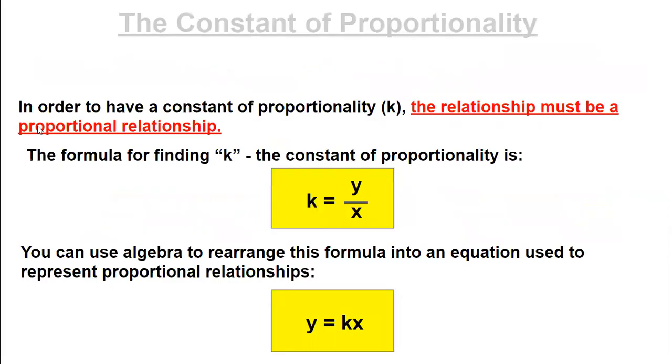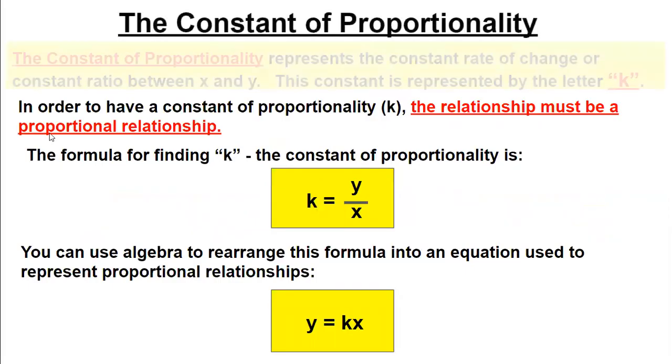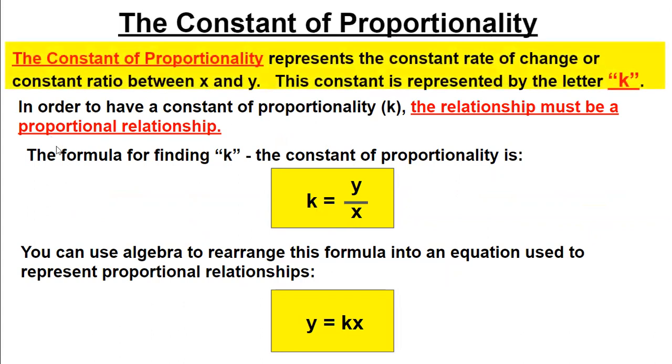Okay, welcome back. The constant of proportionality. The constant of proportionality represents the constant rate of change or constant ratio between x and y. This constant is represented by the letter K. In order to have a constant of proportionality, K, the relationship must be a proportional relationship.